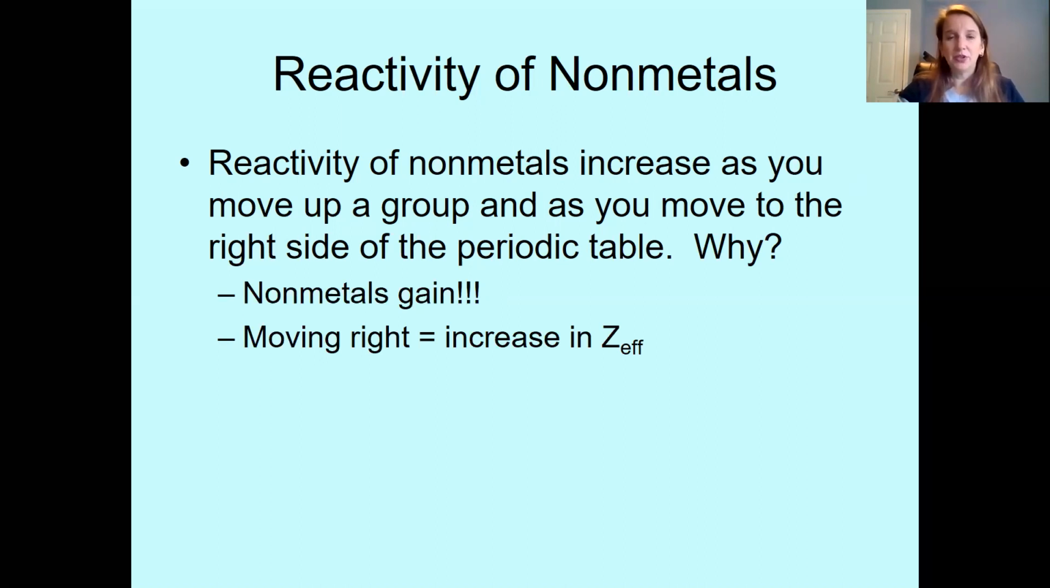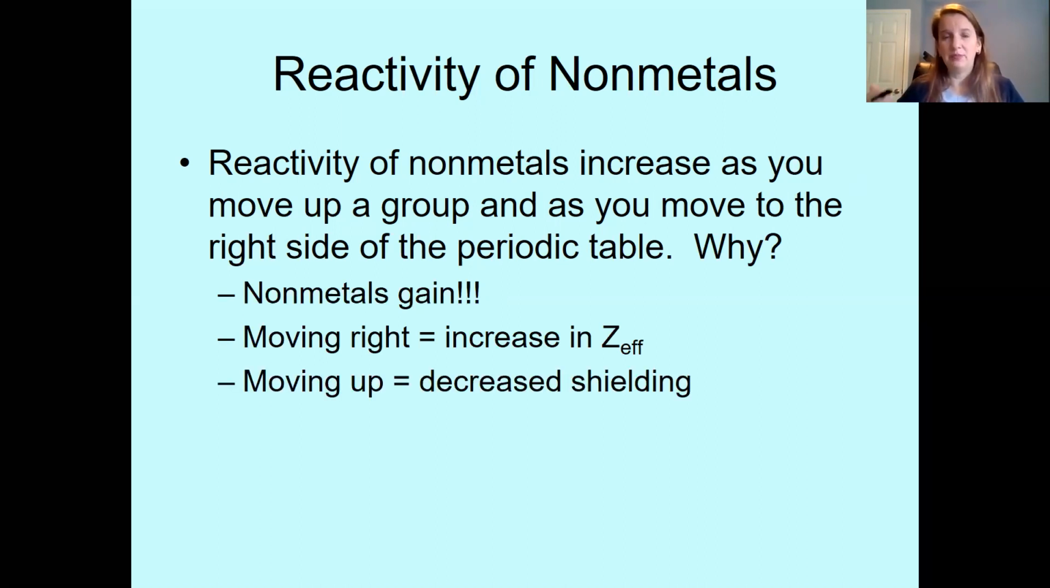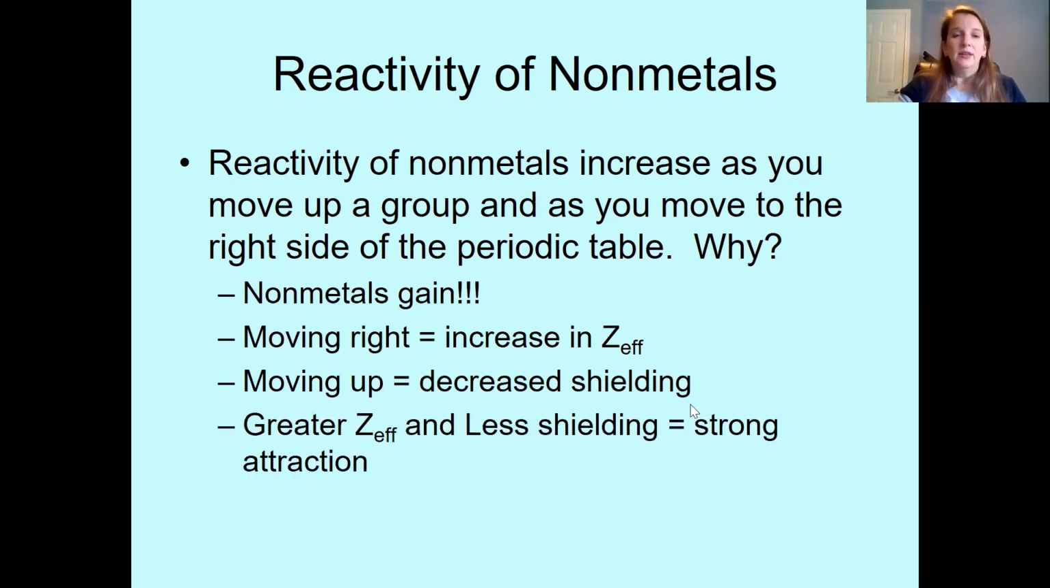As we move up the group, we have decreased shielding because we have fewer energy levels and fewer inner electrons, core electrons, that are going to block that attractive pull between the nucleus and the valence electrons. So the greater Zeff, moving to the right, and the lower shielding is going to give us a really strong attraction as we move in that direction up and to the right.